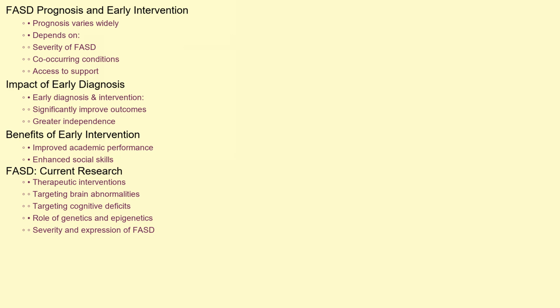The prognosis for individuals with FASD varies widely depending on the severity of the condition, the presence of co-occurring conditions, and access to support services. Early diagnosis and intervention can significantly improve outcomes, leading to greater independence, improved academic performance, and enhanced social skills. Recent research is exploring potential therapeutic interventions targeting specific brain abnormalities and cognitive deficits associated with FASD. Studies are also investigating the role of genetics and epigenetics in influencing the severity and expression of FASD.